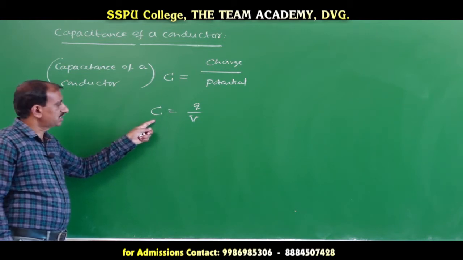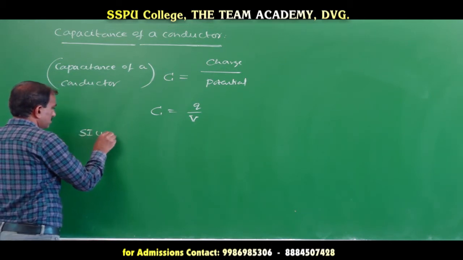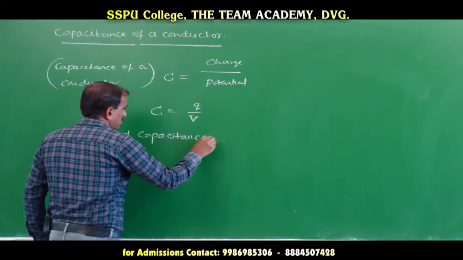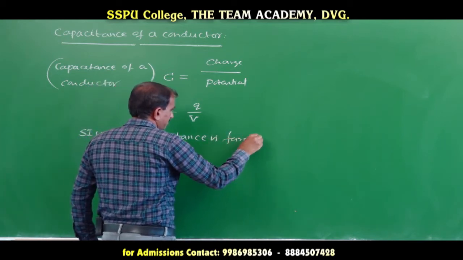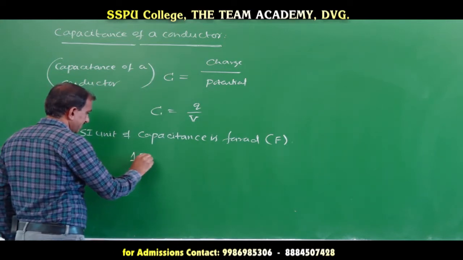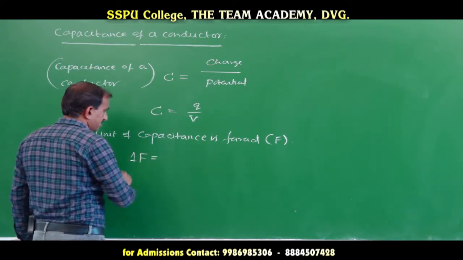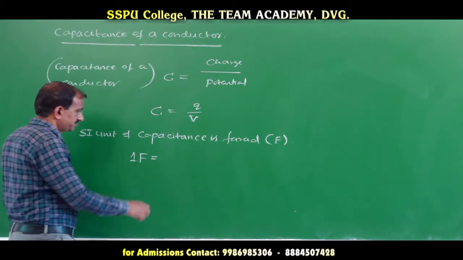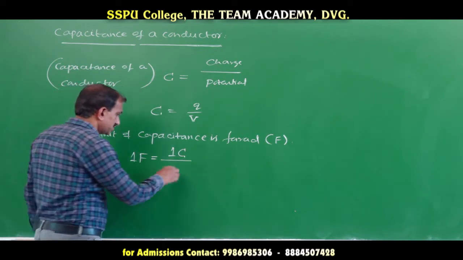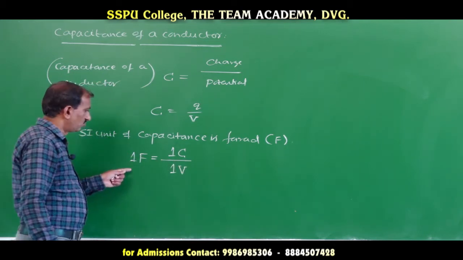Capacitance can be expressed in terms of farad. SI unit of capacitance is farad, denoted by capital F. What is 1 farad? The capacitance of a conductor is said to be 1 farad if 1 coulomb of charge given to the conductor raises its potential by 1 volt. That is, 1 coulomb per volt is called 1 farad.